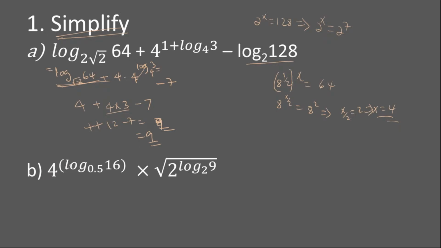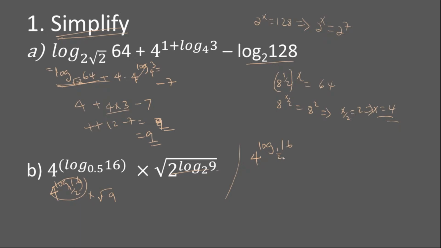Next, 4 to the power of the logarithm of 16 to the base 0.5 times the square root of 9 to the power of log of 9 to the base 2. So from this, this can be written as 4 to the power of log 16 to the base 1 over 2, because 0.5 can be simplified as 1 over 2, times it can be simplified. We left only 9 times radical 9. Let me solve this one first individually.